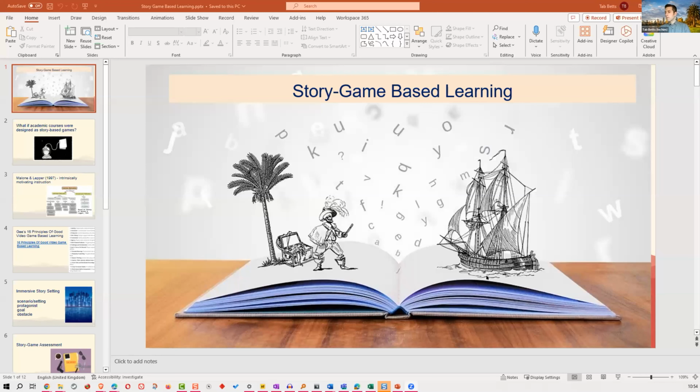And building on what Richard was just talking about, this fantastic idea of digital storytelling, I am going to talk about the idea of story game-based learning. And it's kind of making what we were talking about there a bit more collaborative. So thinking about how we create a story together.